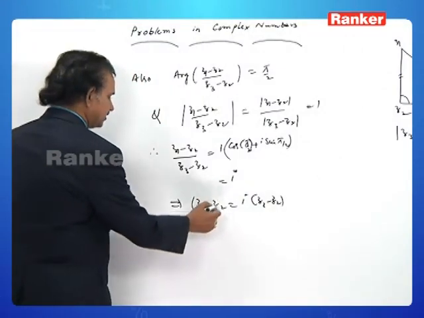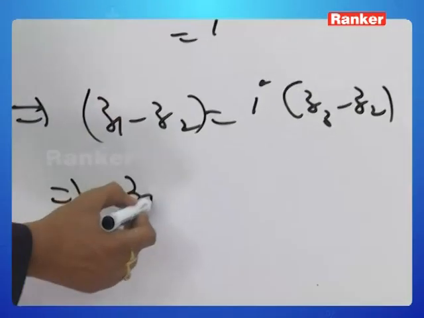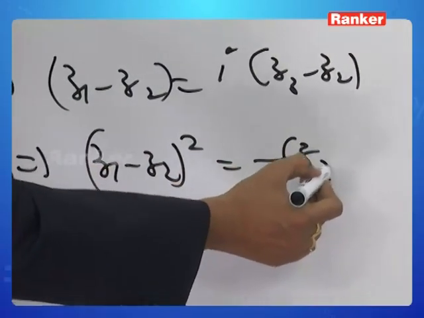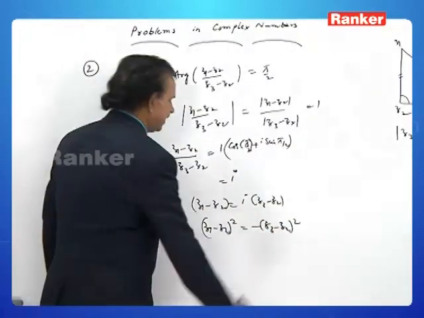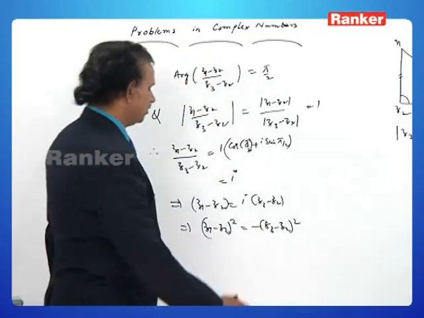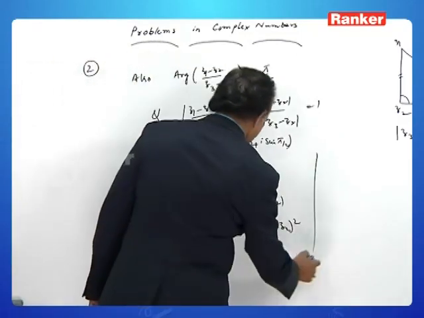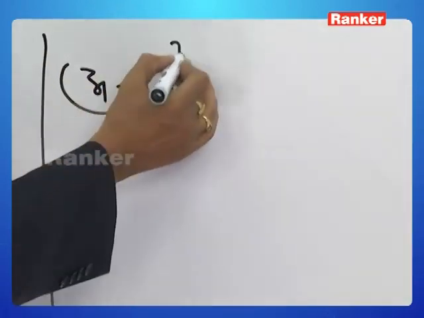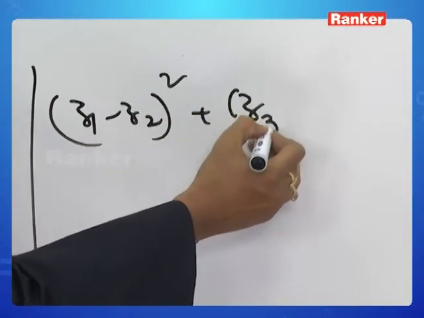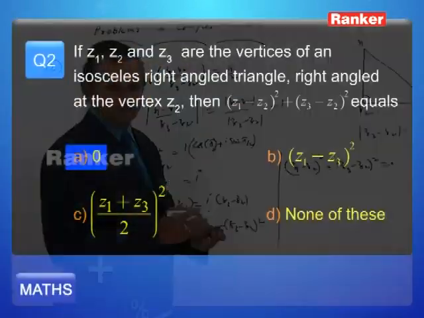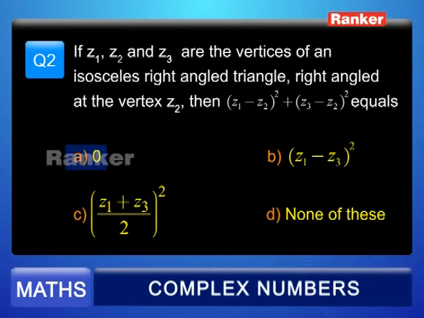Again, you square it on both the sides. What are you going to have? Z1 minus Z2 whole square is equal to minus of Z3 minus Z2 whole square, justly because I square is minus 1. So, if you bring that to the left hand side, what can you have? Z1 minus Z2 whole square plus Z3 minus Z2 whole square is absolutely 0, and it is given in the option A. So option A is the right option for this question.